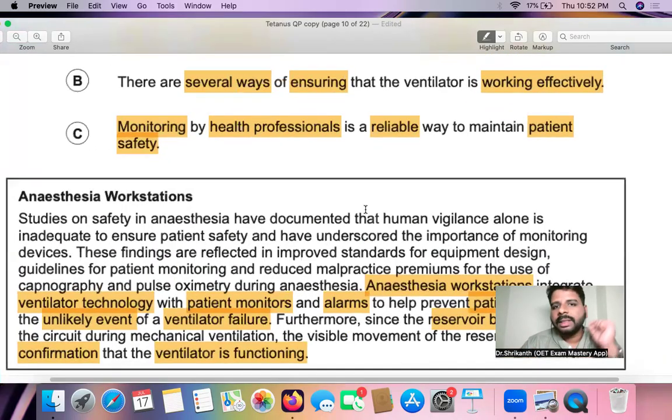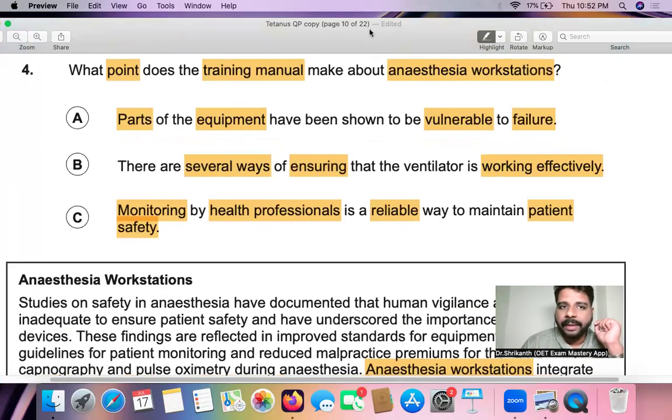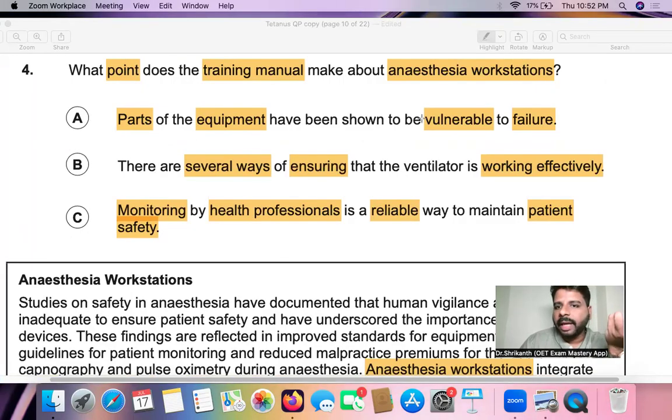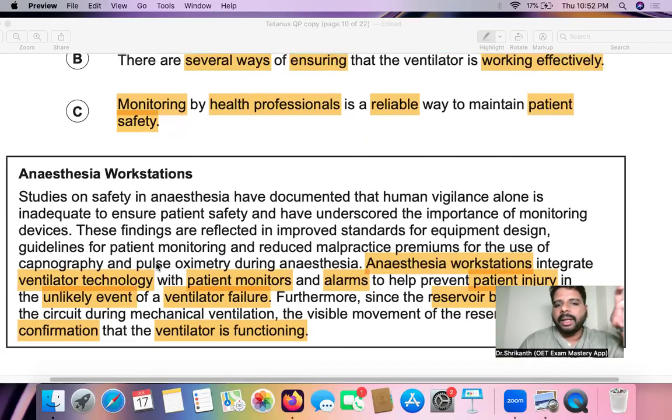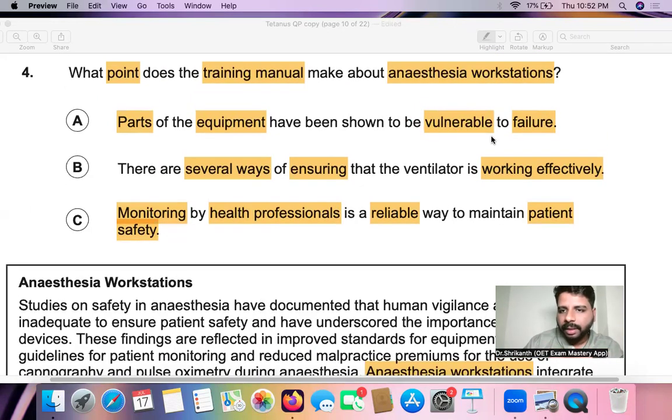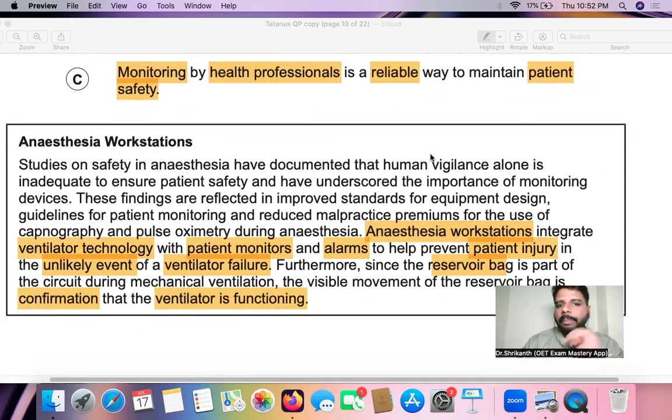Now, what is the verb analysis in answer option A? When we read answer option A, what did we read? Parts of the equipment have been shown to be vulnerable to failure. Parts of the equipment. Have they mentioned anywhere that this part, the engine of the ventilator or this part of the ventilator, is susceptible or vulnerable to failure? Is this verb mentioned anywhere? This part of the machine is going to be more likely to fail in the future.